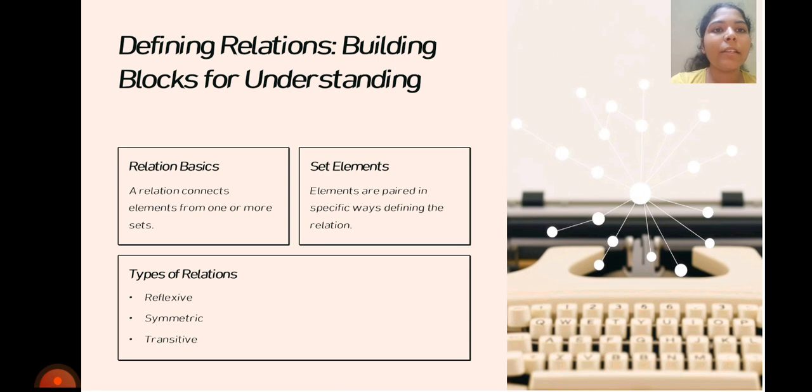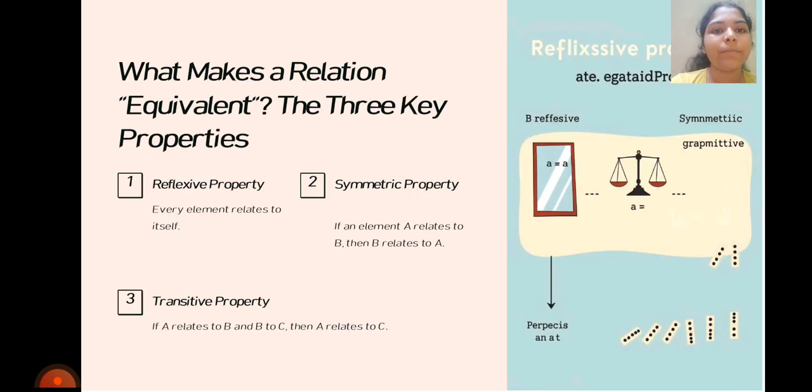Defining relations are the building blocks for understanding. Relation basics: a relation connects elements from one or more sets. Elements are paired in specific ways, defining relations. There are types of relations. One is reflexive, another is symmetric, and the third one is transitive.